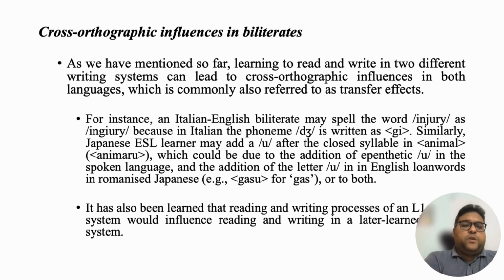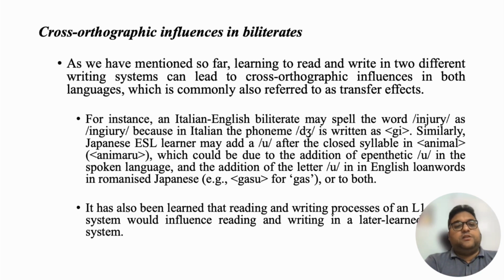For instance, an Italian-English biliterate may spell the word injury with a gi in place of the j, because in Italian this j phoneme is written as gi, which is very different from English, where it is just denoted as the j sound.